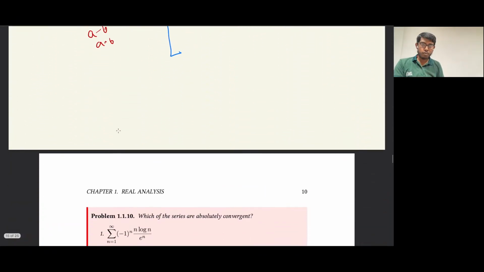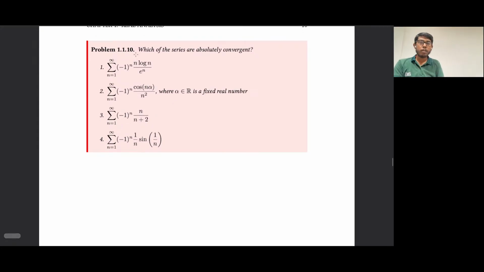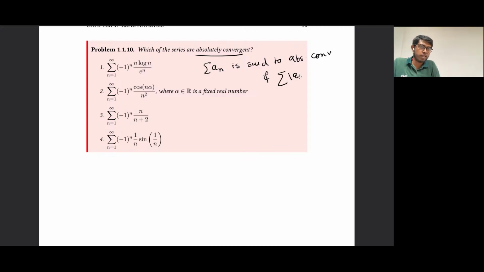Okay, let's proceed to the next problem, problem 10. What are the correct options here? Which of the series are absolutely convergent? Just to remind, a series is said to be absolutely convergent if the series of absolute values converges.